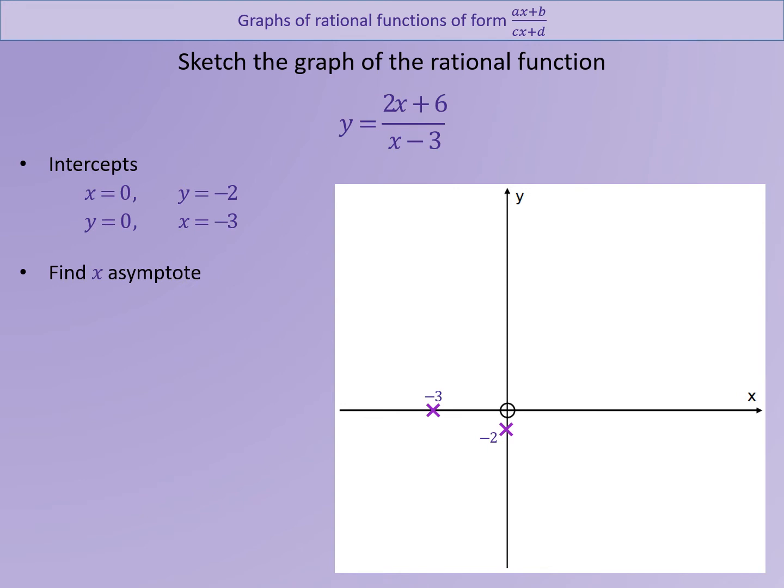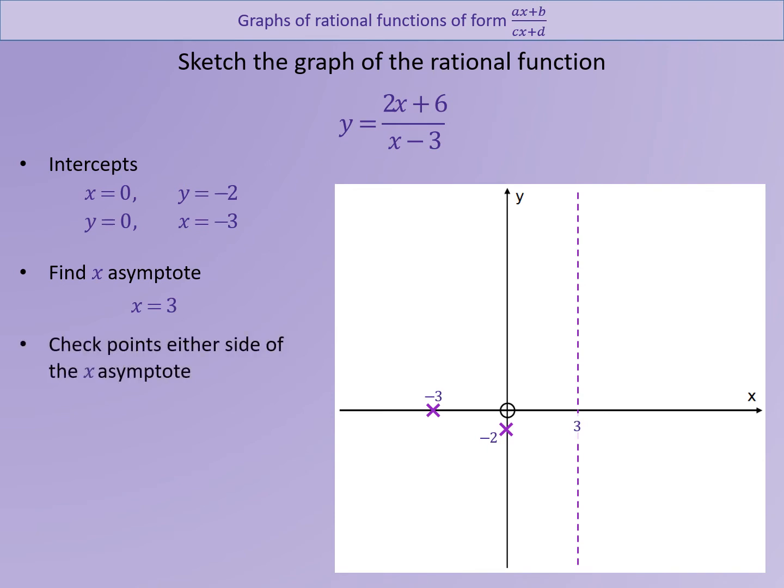Secondly, we're going to find the x asymptote. So this is where the value for the denominator means the function will not be defined. So this is x is equal to 3. We draw in the asymptote and we work out what's happening either side of this line. So we choose a number very close to 3 from the left and from the right hand side. So 2.99 and 3.01 would be fine here. And we can work out that on the left hand side it's approaching negative infinity, and from the right hand side it's approaching positive infinity. Then the y asymptote, so we have y is equal to 2.